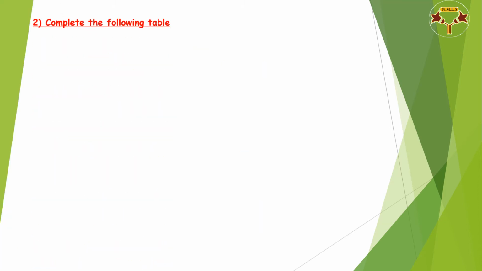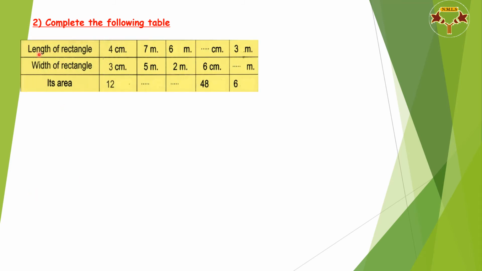Complete the following table. Here we have the length of the rectangle and the width of the rectangle, and we will get the area. We know that area equals length times width, okay? The first rectangle, its length equals 4 cm and its width equals 3 cm. Then the area will be 4 times 3. We will get 12 cm square.